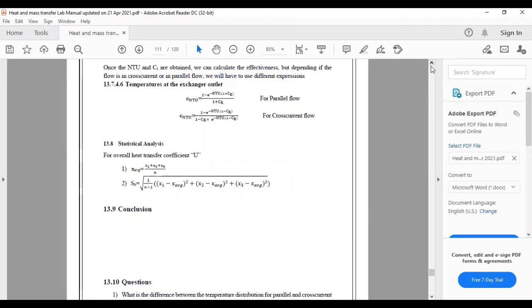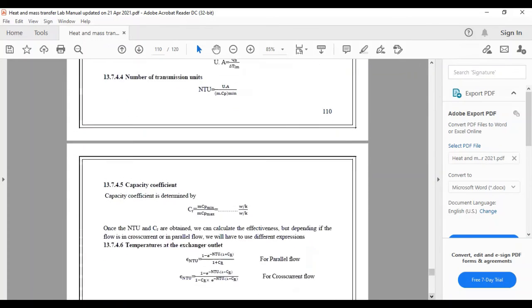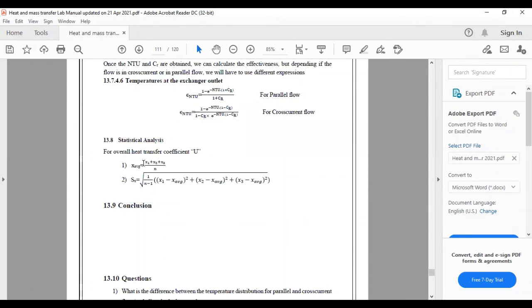In this statistical analysis, X is representing basically U. So we will not use here x1 plus x2 plus x3, we will use here u1 plus u2 plus u3 plus u4, because we have 4 values, and we will divide it by n. N is 4 because the number of observations is 4. So we will take the average, and then this is the standard deviation.